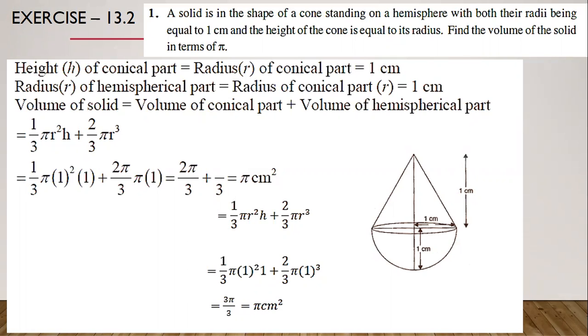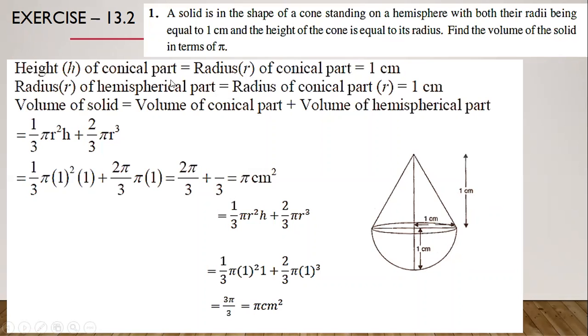Let us quickly move on to exercise 13.2. So first question: a solid is in the shape of a cone standing on a hemisphere with both their radii being equal to 1 centimeter. So we are having a hemisphere and a cone on top. Both their radii is 1 centimeter. Height of the cone is equal to the radius, so height of the cone is also 1 centimeter. We have to find the volume of the solid in terms of pi. That means we don't have to substitute the value of pi, we just have to leave it as pi.